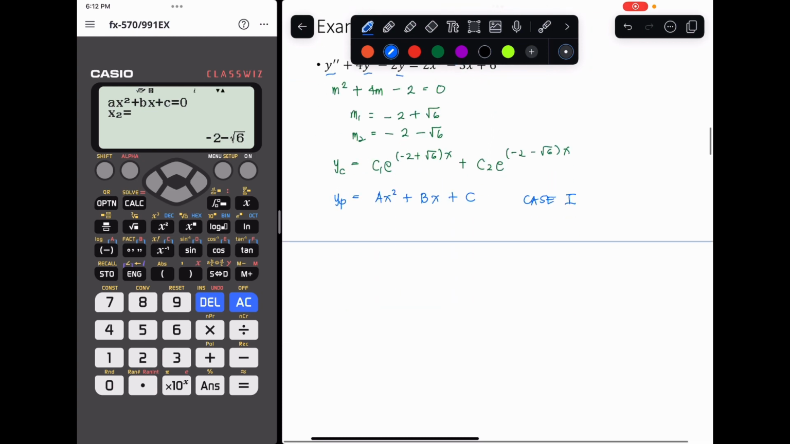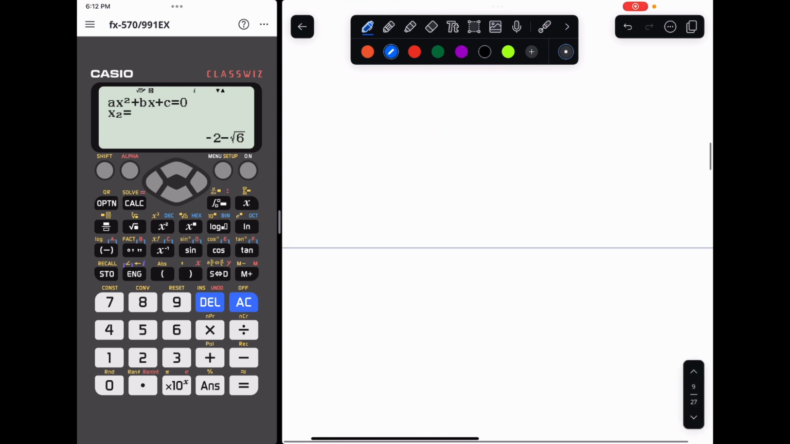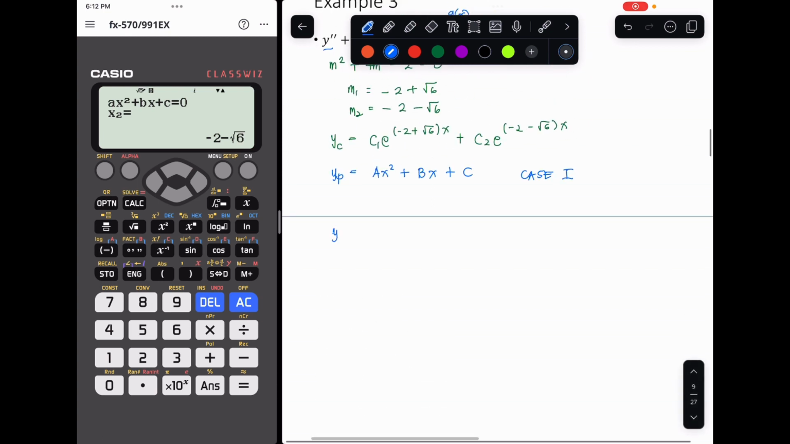So to do that, I'm going to find yp prime first. For yp prime, a, b, and c are considered constants. So the derivative of ax squared will be 2ax.